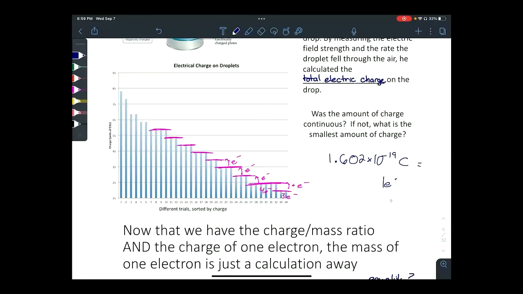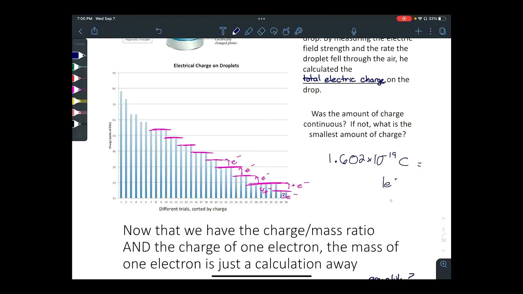So this is what makes him the genius. Keep that in the back of your mind, because I'm going to show you an analogy in a little bit. That is how he determined the charge of 1 electron. It's not the smallest value. It's not the largest value. It's not the average of the values. It's the smallest increment between the values.